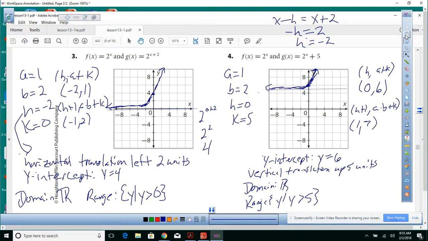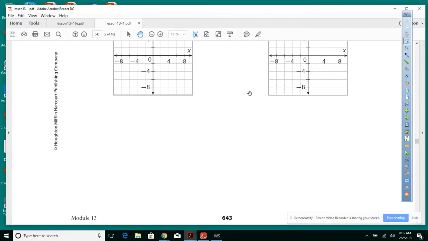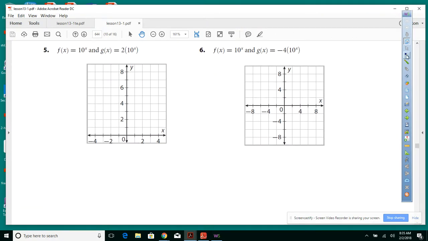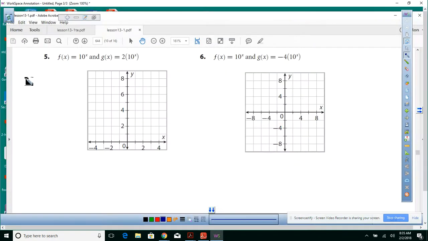1, 2, 3, and 4. All right, 5. Uh-oh, now we got a new base. So let's take a look at this. What is A? A is 2. What is B? B is 10. What is H? 0. And what is K? 0. All right, so let's find our first point.